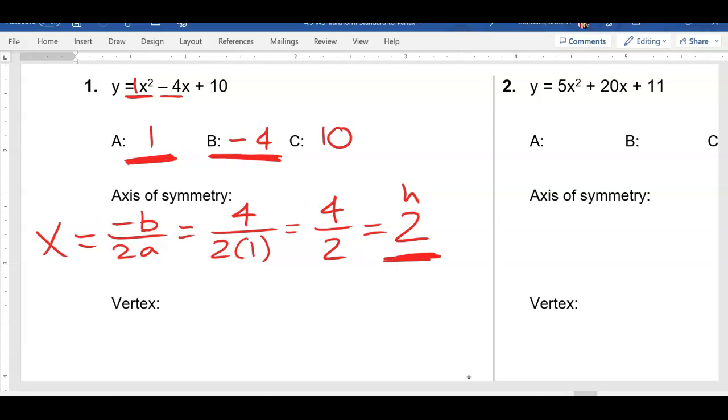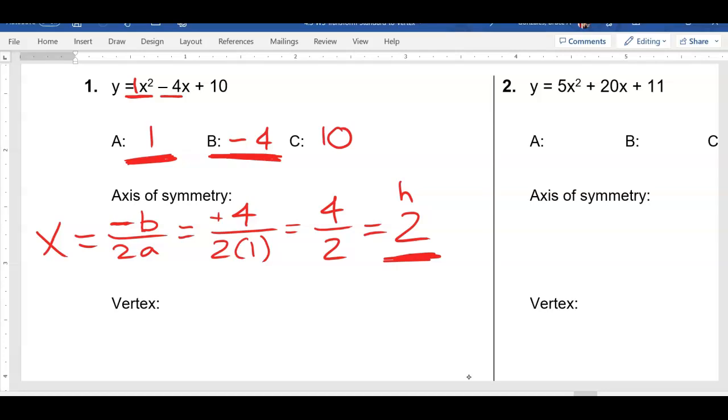Sorry, what? Yeah, so let's go back to this. Negative b means the opposite of b. B was negative 4, so this had to be a positive 4 up here. Good question. And I know that's going to be the trickiest part because it can be kind of confusing.